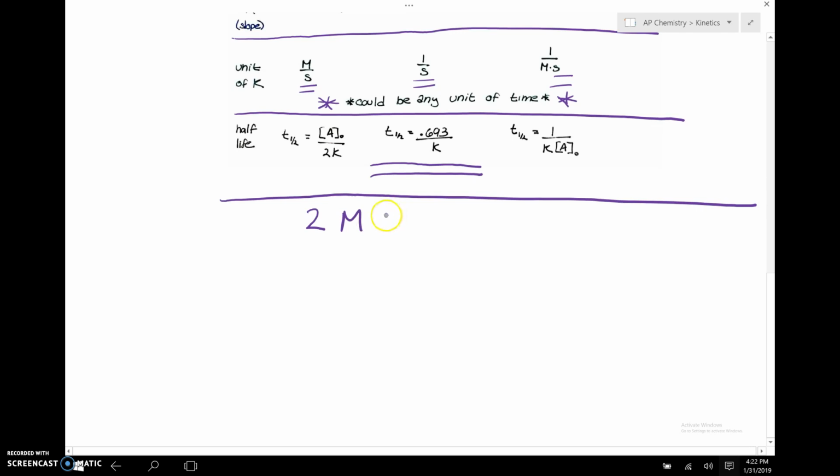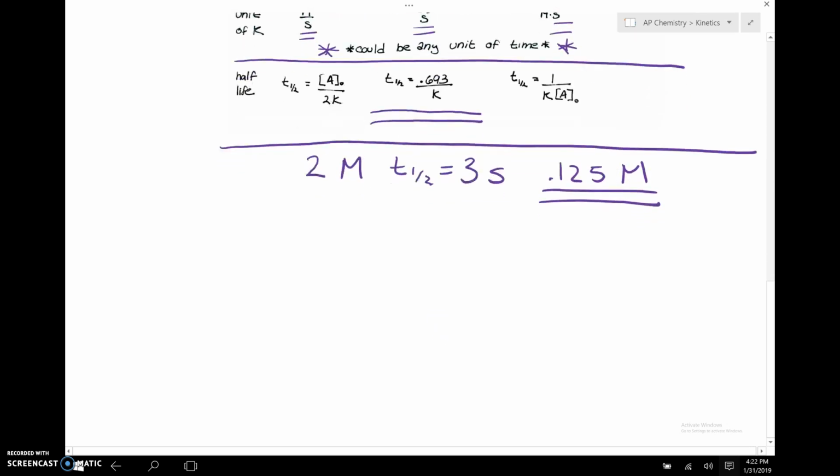And you know that the half-life is maybe, let's say, 3 seconds. I'm just making this up. So 2 molar is what you're starting with, and the half-life is 3 seconds. They might ask you, how long will it take for it to be 0.125 molar? So they're asking you, how long is it going to take to be 0.125 molar?